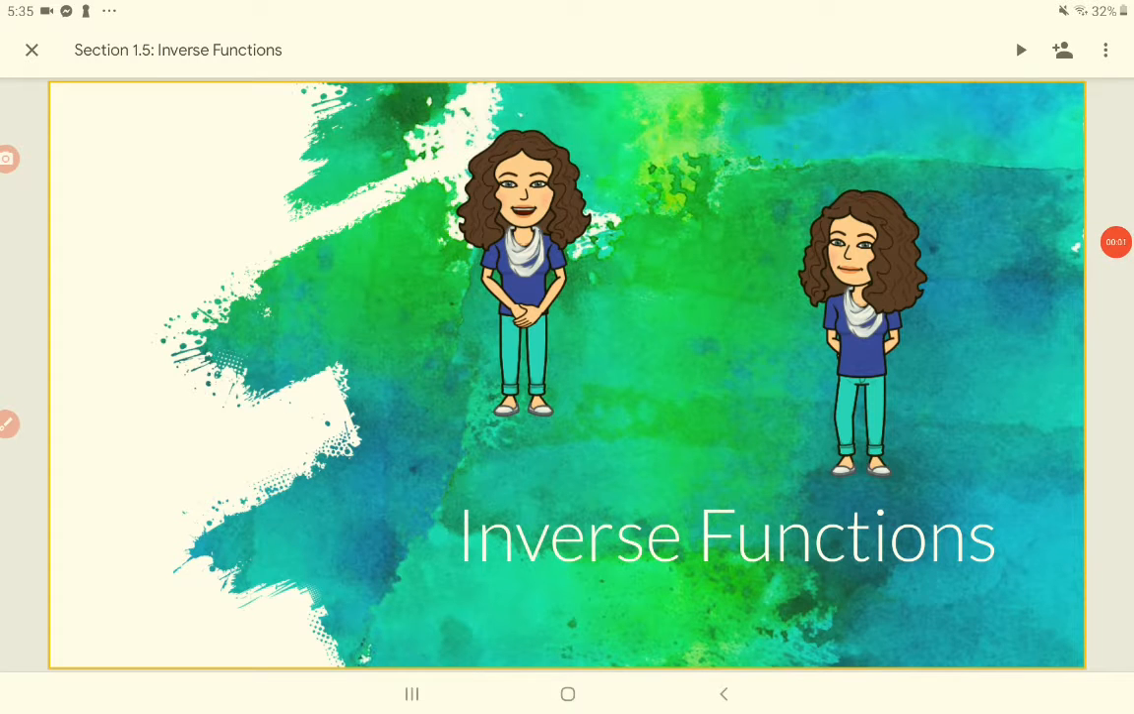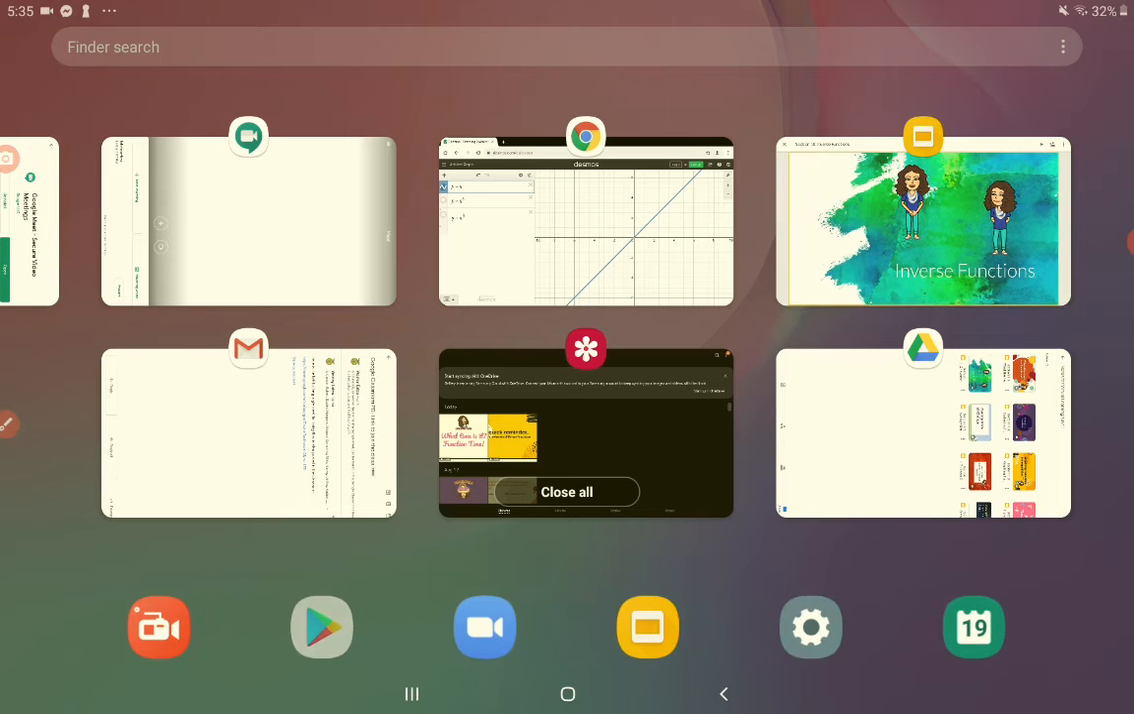Alright guys, good afternoon. So today we are going to be talking about inverse functions, okay? And rest assured I'm not going to make you draw all your functions again or watch me draw all of your functions. But I want to give you an example of what an inverse function is. So we're going to go to Desmos today, okay?